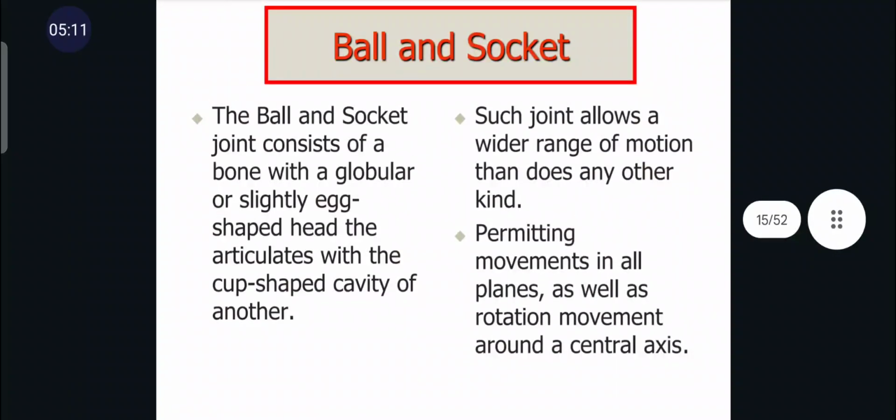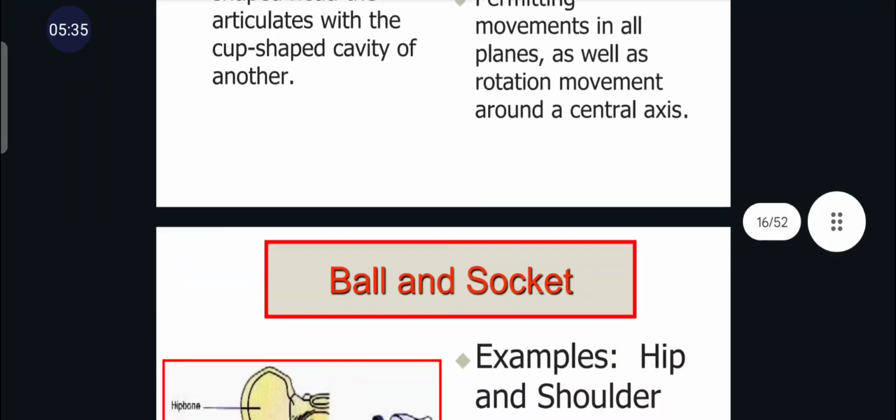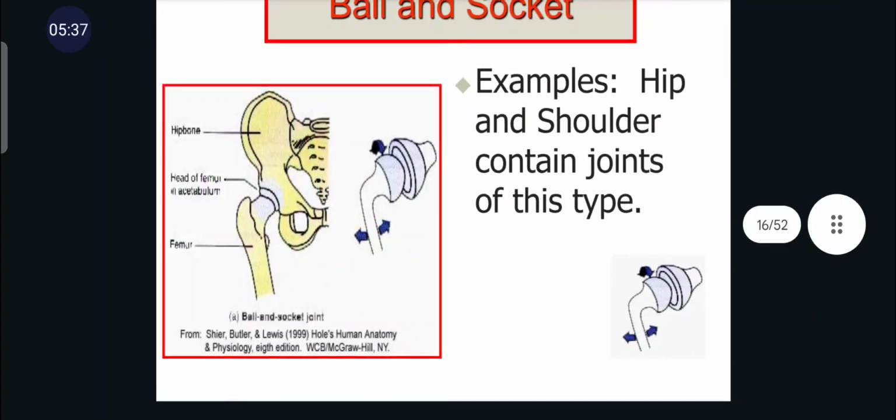First, the ball and socket joint. A ball and socket joint consists of a bone with a globular or slightly egg-shaped head which articulates with the cup-shaped cavity of the other bone. Such joints allow a wider range of motion than any other kind of joint. This type of joint permits movements in all planes as well as rotation around a central axis. For example, the hip and shoulder joints are ball and socket joints.